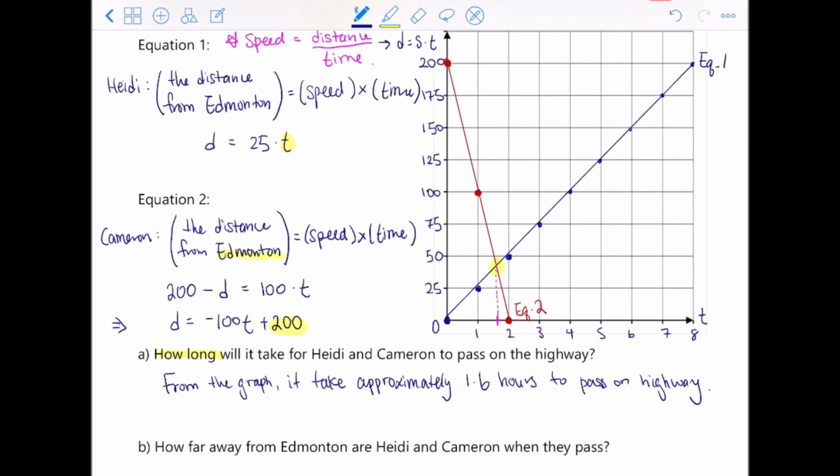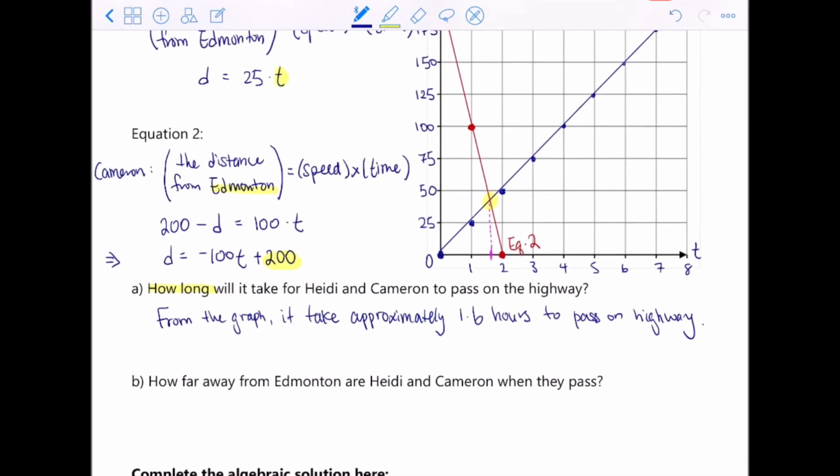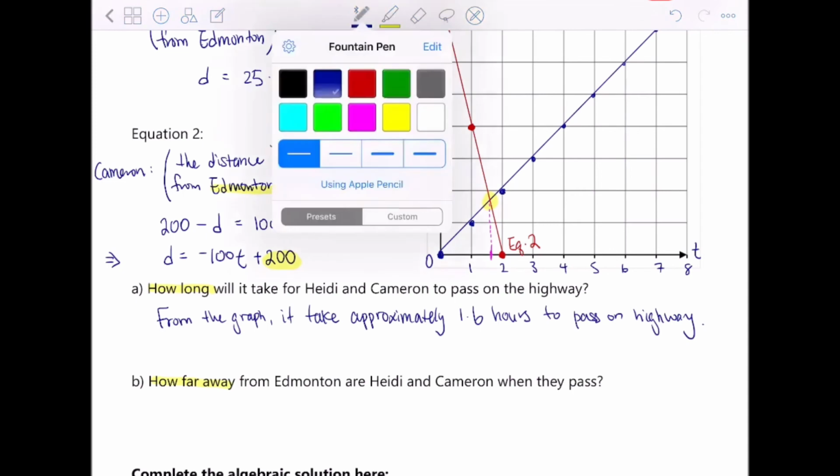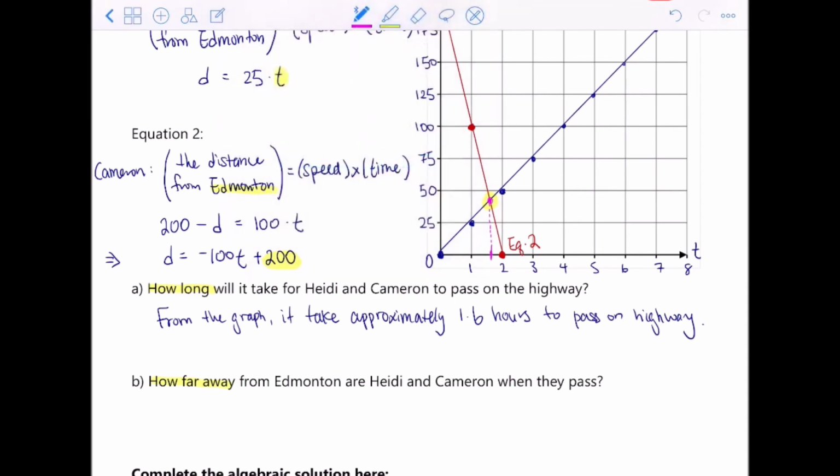All right, so for part B, this time we're looking for how far away from Edmonton Heidi and Cameron are when they pass. So this time we're looking for distance. Let's take a look at this intersection here. When you draw a straight line here, that value looks somewhere in the 40s. So let's stick to 40.